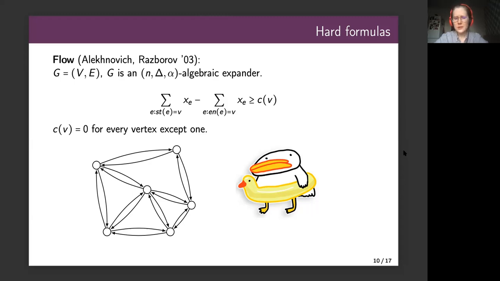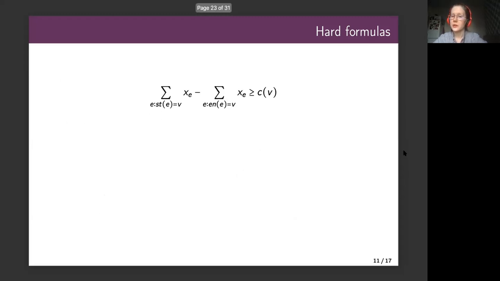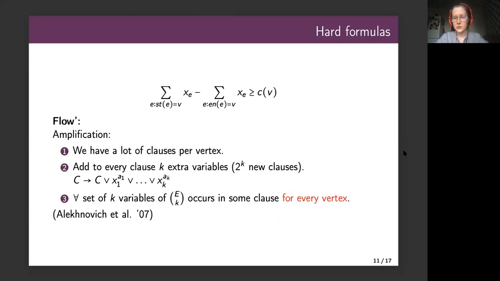Okay, so now we take this flow formula and we modify it a little bit. How do we modify it? Let us modify each of these statements for a vertex separately. So we take the statement for some vertex v, and we do the following trick, which is a modification of the trick from the paper by Alekhnovich and others. This statement written in CNF actually has a lot of clauses, like 2 to the delta, 2 to the degree of our expander, clauses.